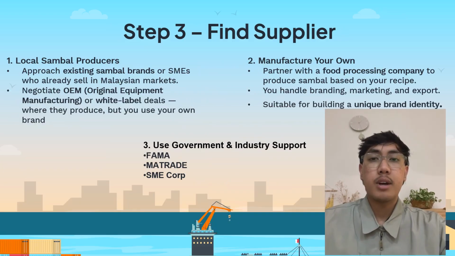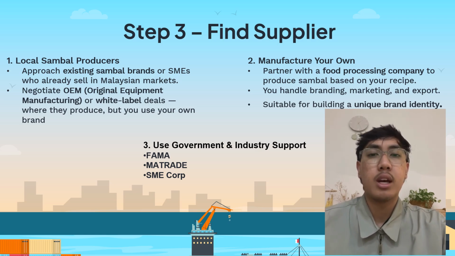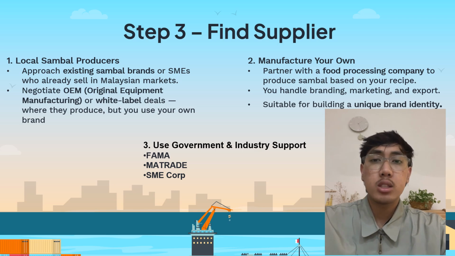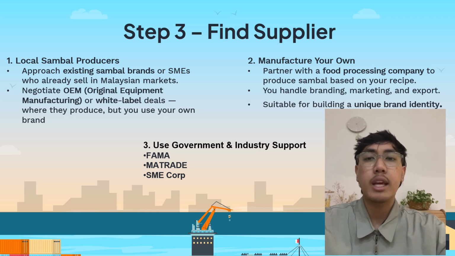And the third step is find supplier. We need to find suppliers. One option is to work with a local sambal producer or SME in Malaysia through OEM, original equipment manufacturing, deals. They produce, we use our own brand. Another option is to manufacture our own sambal by partnering with a food processing company. This allows us to control the recipe, branding, marketing, and export. Perfect for building a unique brand identity. We will also seek support from government agencies like MARDI, Matrade, and SME Corp for certification, funding, and export assistance.